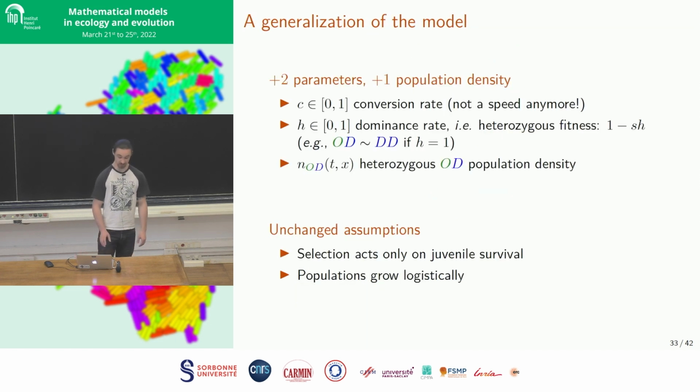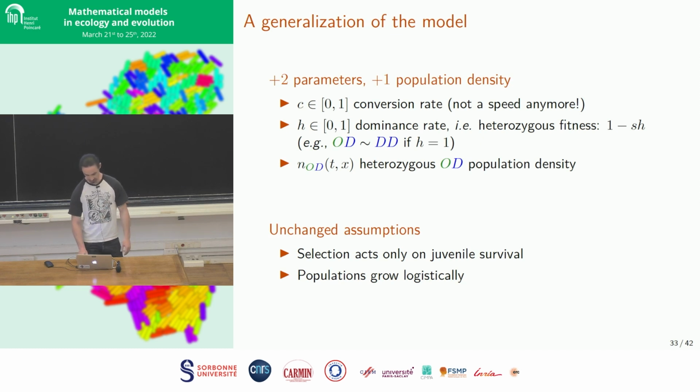You have a new system with two new parameters. Parameter C, which is not the speed, which is the conversion rate, as in Philip's talk yesterday, and a parameter H, which is the dominance rate for the fitness of heterozygotes. And you have also a new population density for the heterozygous individuals. I'm not going to change the other assumptions, so specifically, selection only acts on juvenile survival and populations grow logistically.